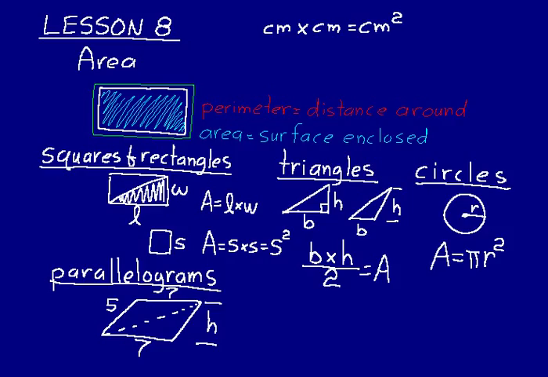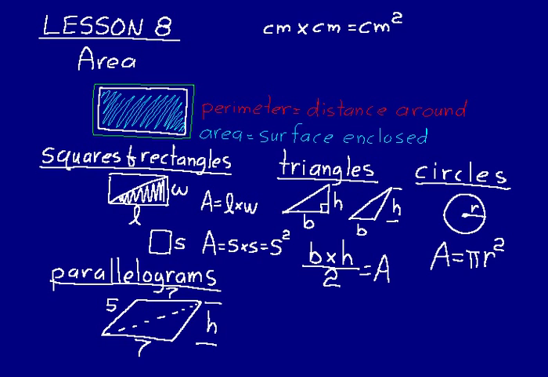So parallelograms, you split those into 2 triangles, and you do the base times the height perpendicular to the base for the 2 identical triangles. So really all you have to do is do base times perpendicular height, and that gives you the area of the whole parallelogram.